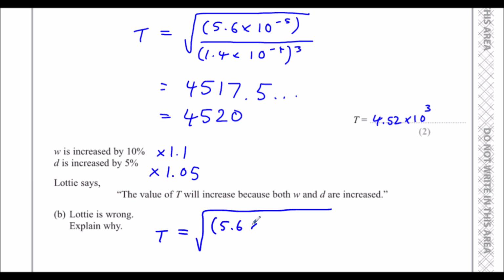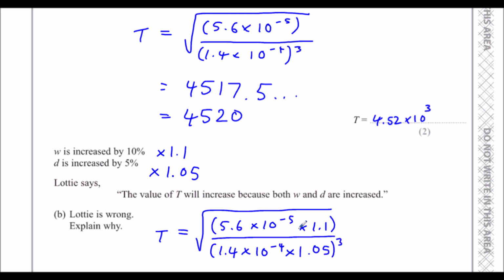5.6 times 10 to the power of minus 5 times 1.1 over 1.4 times 10 to the power of minus 4 times 1.05 cubed, because D is cubed. So if you've kept your previous calculation, you can just amend it by clicking back into the calculator.